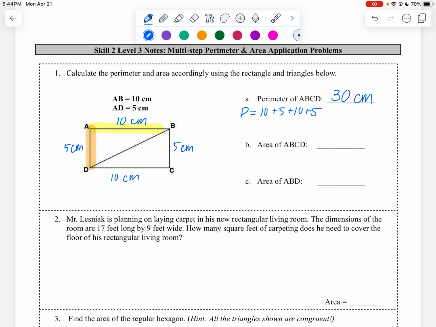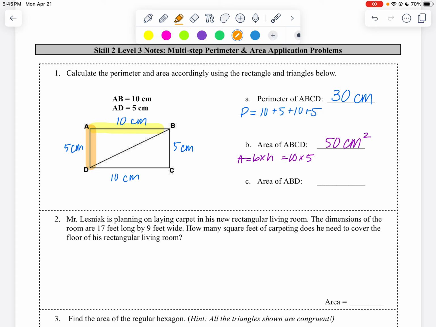Part B says find the area of ABCD. So again, that's the whole entire rectangle. We're just finding the area of a rectangle: base times height. The base is 10 times the height, which is 5. So I have 50 centimeters squared, because it's finding the area, we have to square it.